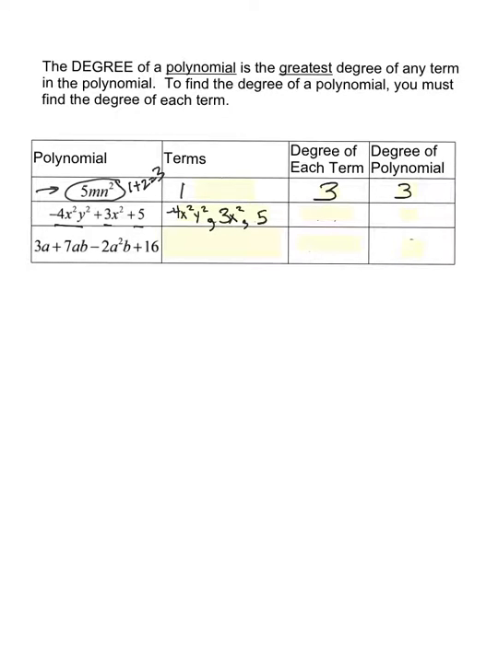All right, you have to compare the degree of each of your terms. My first term, what is my degree? My variables are x and y. Their exponents are 2 and 2. 2 plus 2 is 4. So that term has a degree of 4. My next term has a degree of 2. And my last term has a degree of 0. What is the highest number? 4. So that entire polynomial, your degree is 4.